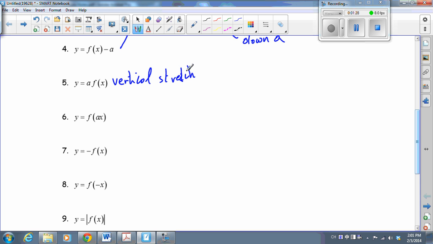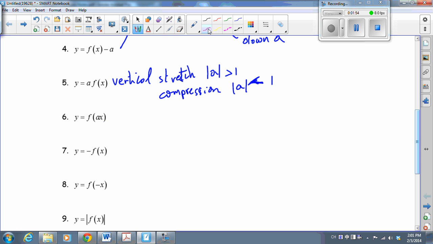It will be a stretch when the absolute value of a is greater than 1, and it will be a compression when the absolute value of a is less than 1 for verticals. A stretch will be bigger than 1. Compression, that is when it's less than 1.